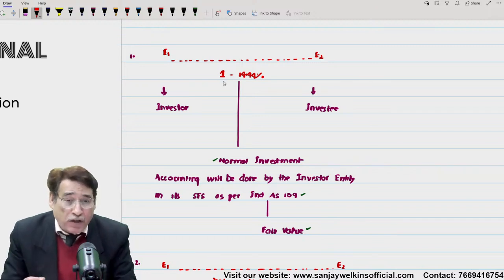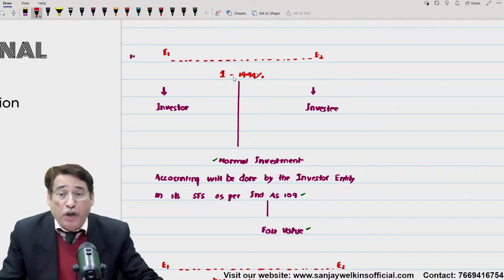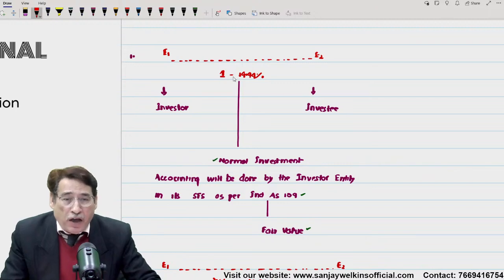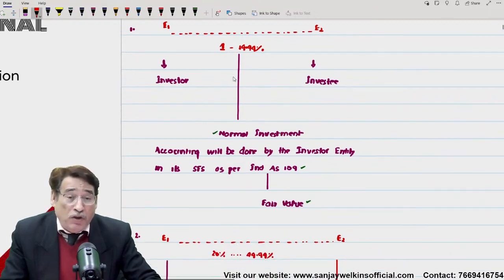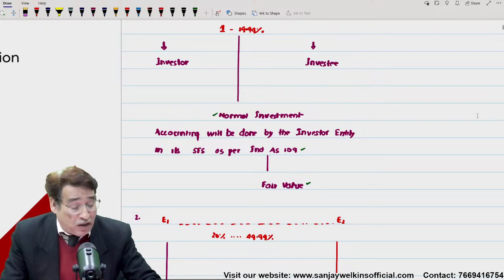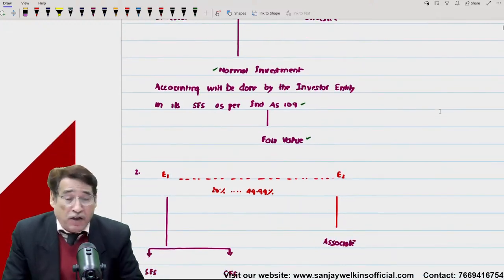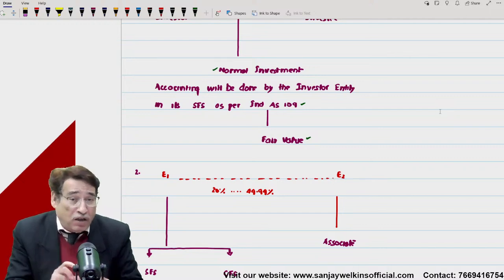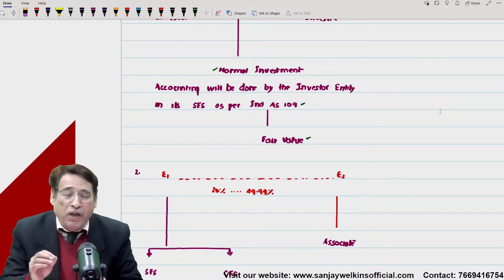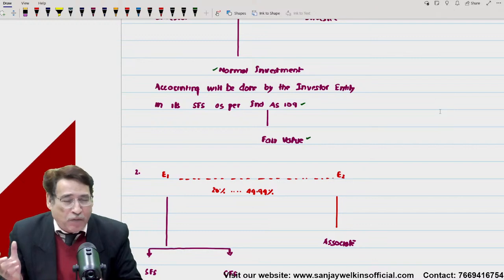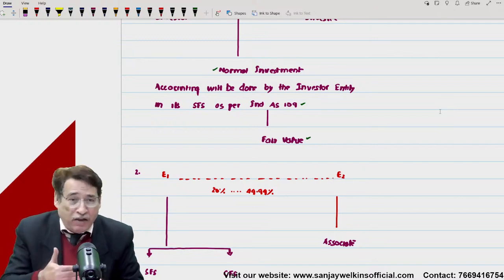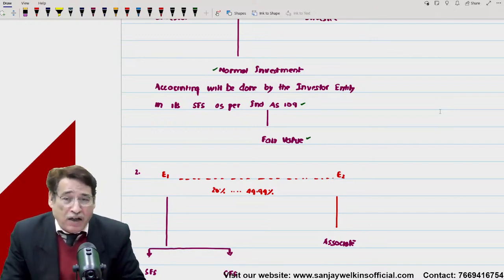And if your investment happens to be between 1 to 19.99%, I told you in the last session that such investments are treated as normal investments. Importantly, under this, the investor is going to account for the investment in the separate financial statement only, and as per Ind AS 109. And Ind AS 109 states that investments must be recorded at fair value. Is it clear to you?